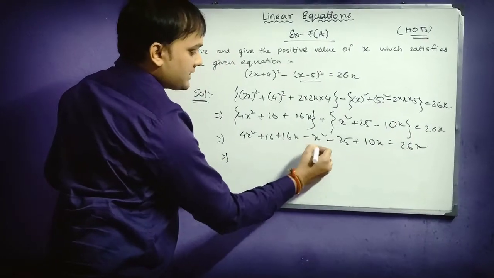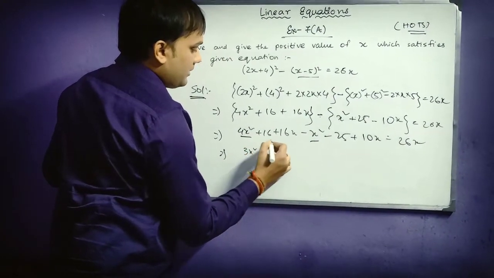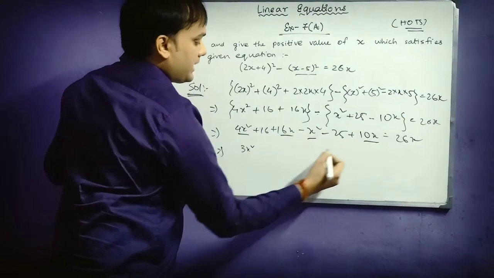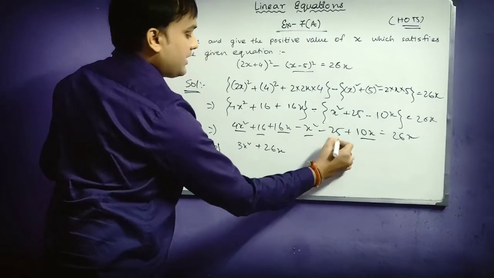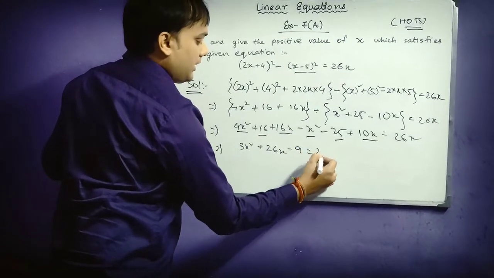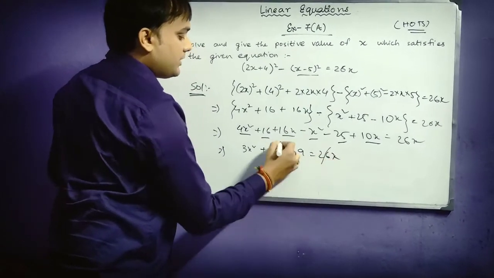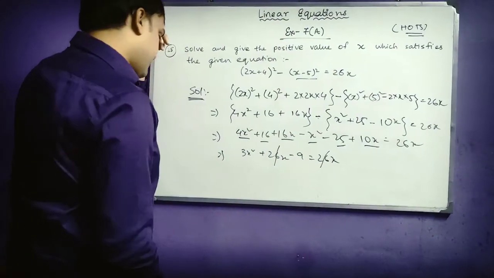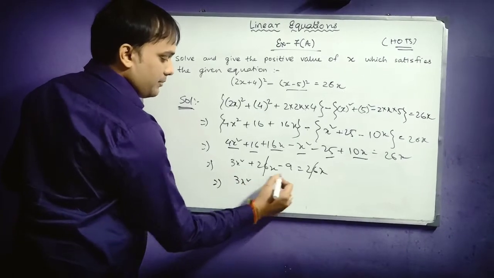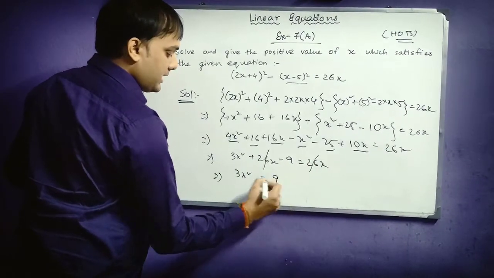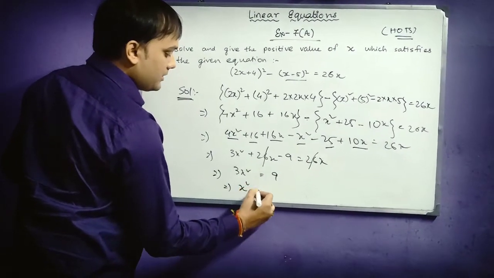So 4x square minus x square, it will be 3x square. 16x plus 10x, that will be equal to 26x. 16 minus 25 is minus 9, equals to 26x. This 26x will be eliminated from both the sides. You will get here 3x square minus 9. If it goes there, it will be plus 9. That means x square equals to 3.